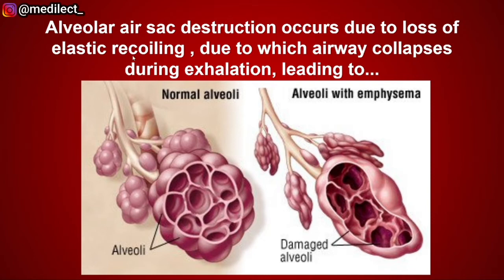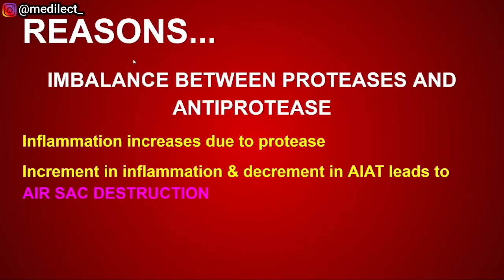Now just tell me, what is the main reason behind this emphysema by these three lines? What you have seen? The main reason you can clearly see is that there is loss of elastic recoiling by the alveoli. Okay, and because of this only there is alveolar air sac destruction. So now what can be the reason behind the loss of this elastic recoiling? The main reason is the imbalance between the protease and the antiprotease. Now we have three reasons behind this loss of elastic recoiling. The main reason out of them is the imbalance between the protease and the antiprotease.